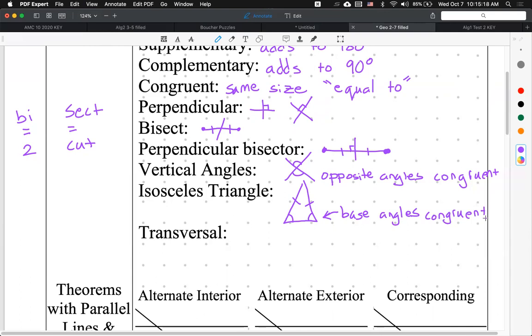Transversal. What does that mean? You're going to see transversal, well, you should have seen it on your homework quite a few times. Like half the problems have transversal in them.